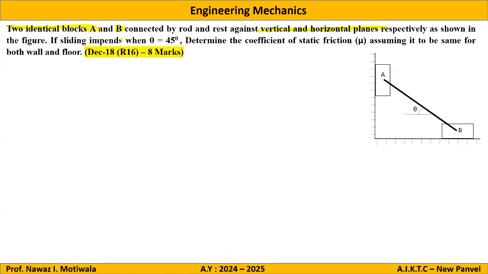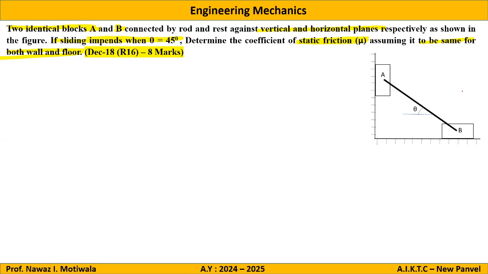If sliding impends when theta is equal to 45 degrees, sliding impend means it will just start to slide when theta is 45 degrees. Determine the coefficient of static friction, assuming it to be same for both wall and the floor. So whatever may be the question, the first step in any problem will be to draw the free body diagram. So starting with the free body diagram of block A.